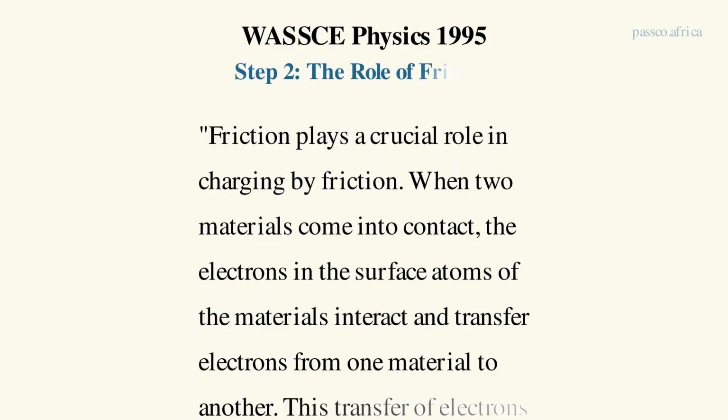Step 2. The role of friction. Friction plays a crucial role in charging by friction. When two materials come into contact, the electrons in the surface atoms of the materials interact and transfer electrons from one material to another. This transfer of electrons results in the creation of a net charge on the surface of the materials.